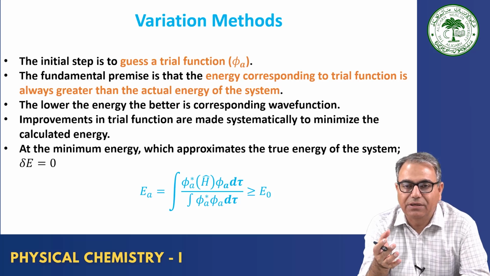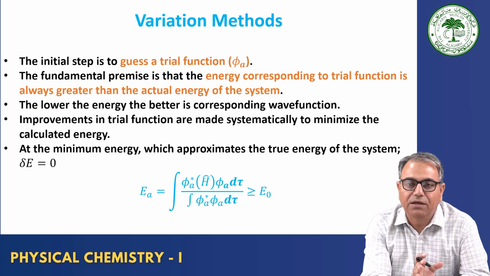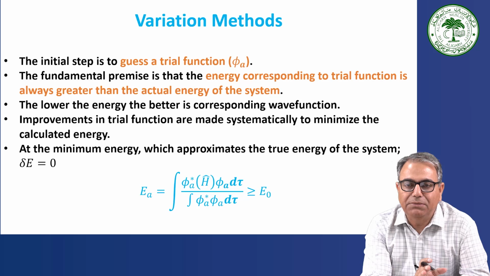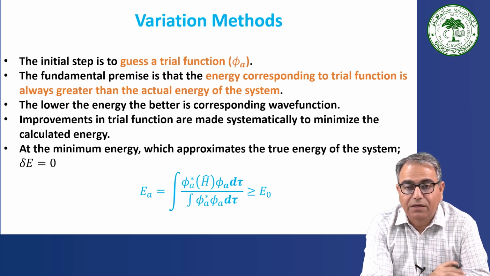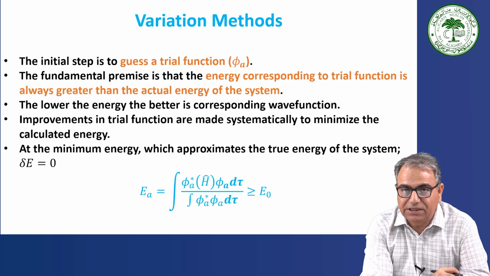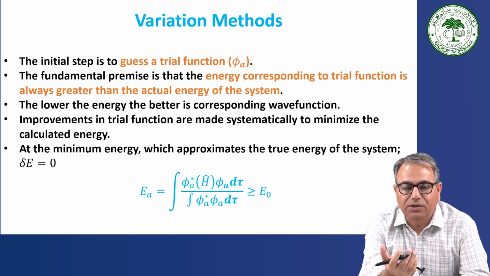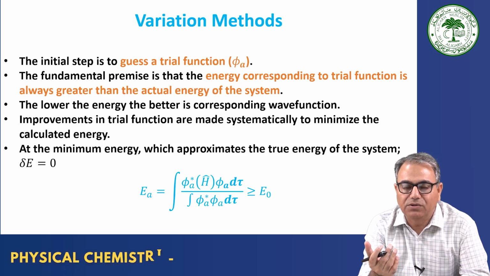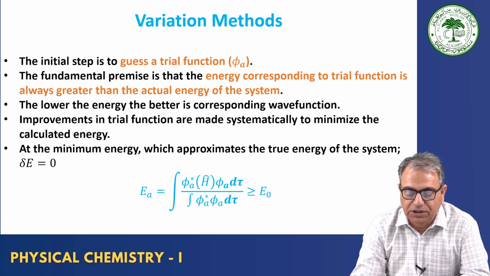Whatever improvement you can make to the guessed trial function, you make it, and you reach as minimum an energy value as possible. The corresponding trial function is then called the best trial function or best eigenfunction for the system. Now, how do we find the energy of the system? We use the quantum mechanical postulate. The expectation value of any physical variable can be found from the quantum mechanical postulate by the Rayleigh ratio, which is this one.